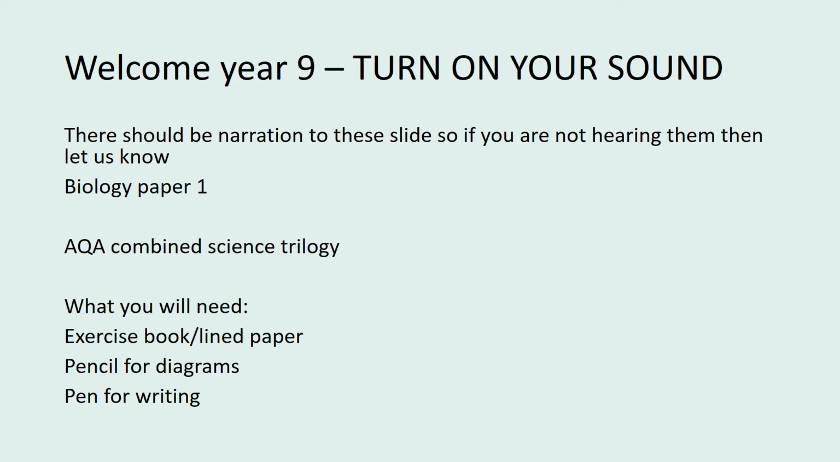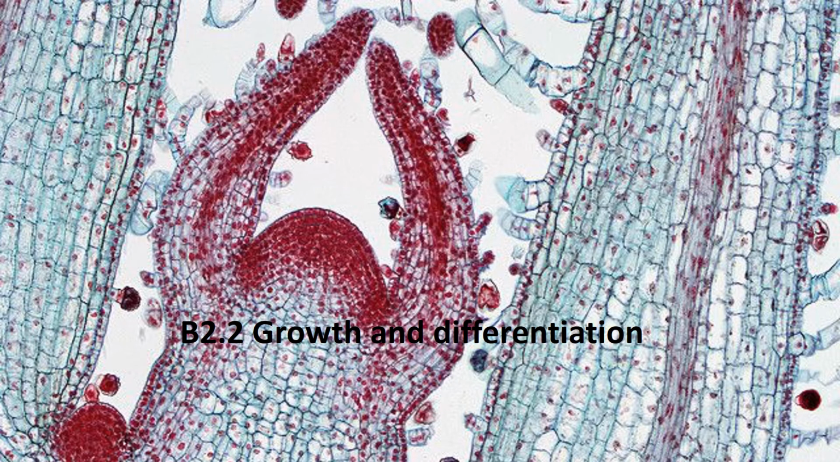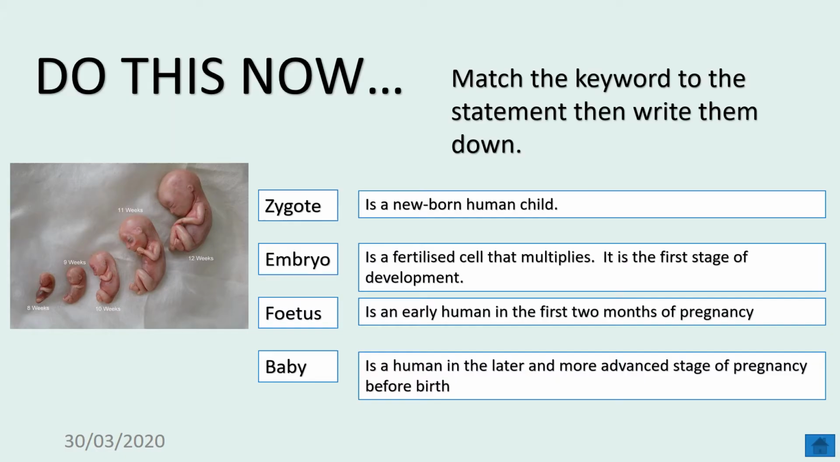Right, so as said, we're going to be looking at growth and differentiation. We need to know about the differences in plants and animals, and actually what differentiation actually is, because you probably have not come across that before.